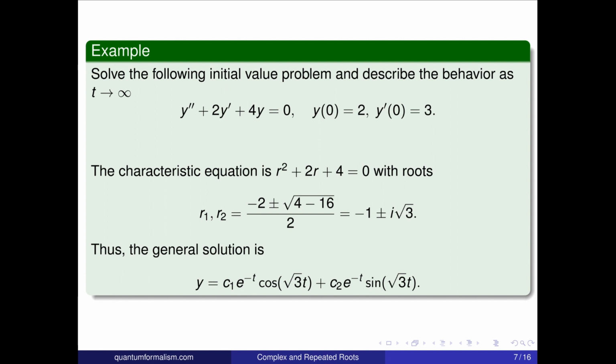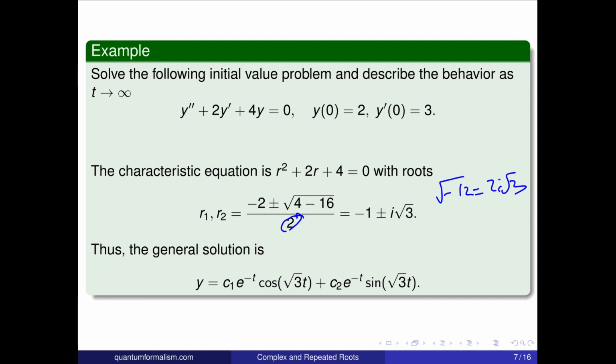So this 4 is 2 squared. All right, so the square root of negative 12 is i times 2 times the square root of 3, right? It's 2i square root of 3. Because 2 squared is equal to 4, so you can bring the 4 out of the square root as a 2. In any case, that 2 will cancel with this 2 in the denominator. And you're left with minus 1 plus or minus i times the square root of 3. All right, so we have the roots.